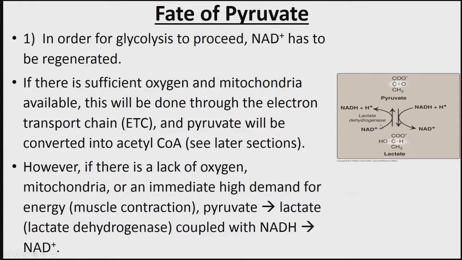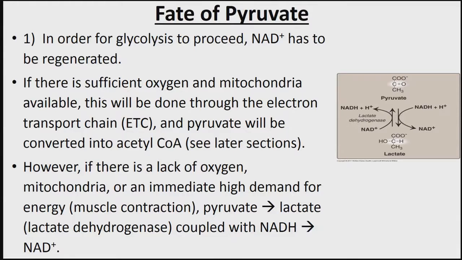Okay, so you have an enzyme called lactate dehydrogenase. You'll notice it goes in both directions. So we can convert lactate into pyruvate or pyruvate into lactate in either direction. It depends on what tissue we're in which direction we're actually going to go. But what that does is it regenerates that NAD+, so glycolysis can proceed.